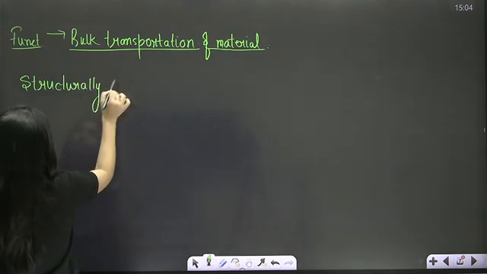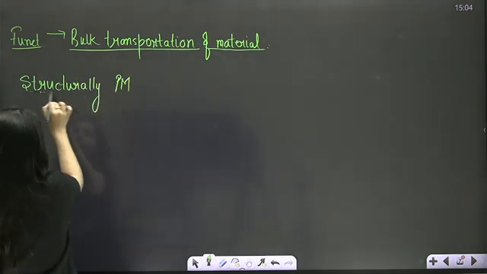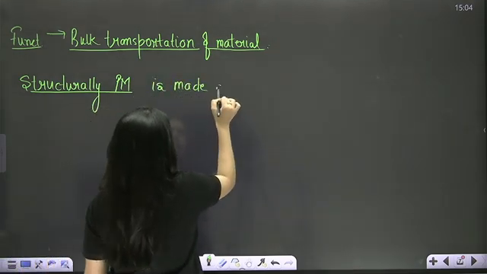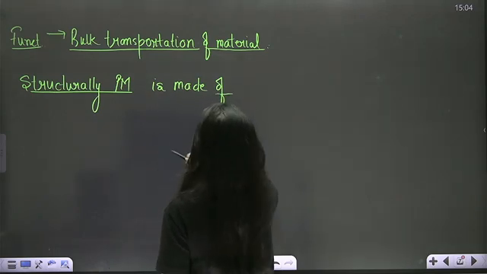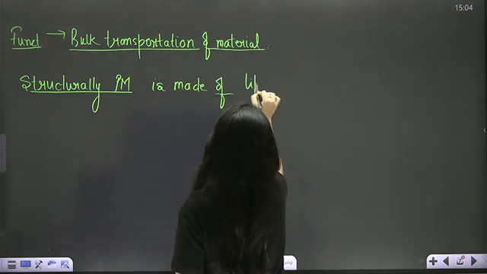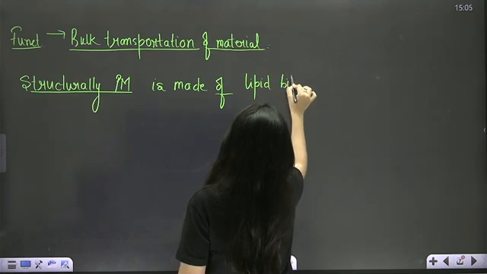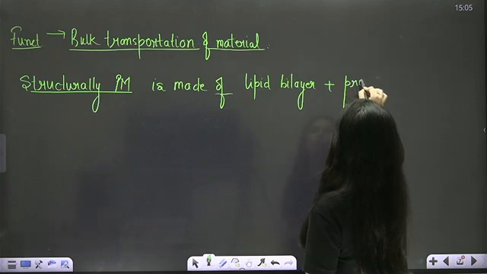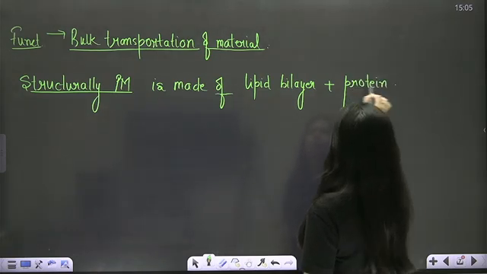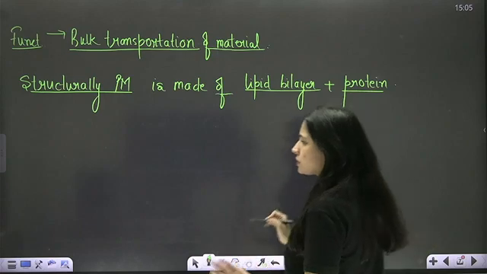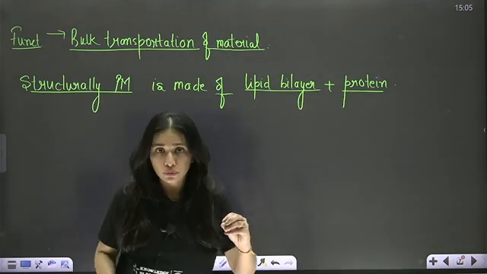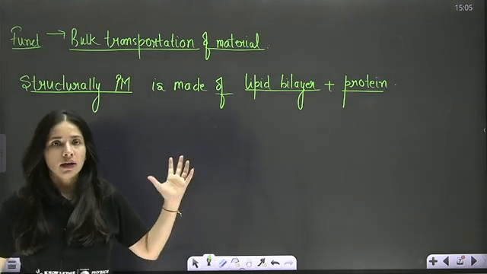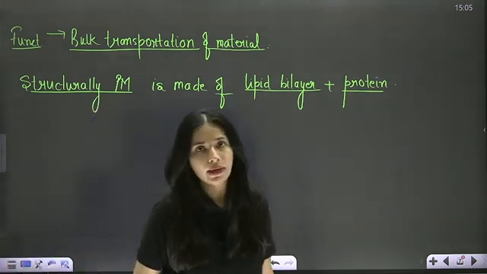So here just write, structurally, beta, plasma membrane is made up of lipid bilayer plus protein. This model was explained by Singer and Nicolson in the year 1972. So when I teach you the structure completely, there we will talk about this model as well, right?